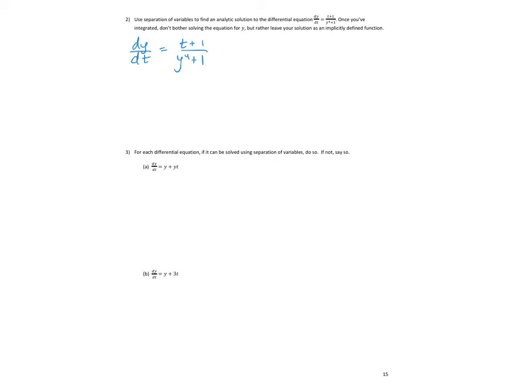I need all of my t's, including the dt, on one side, and all of my y's, including the dy, on the other. So this is sort of just a cross multiplication situation. So I have (y to the fourth plus 1) dy equals (t plus 1) dt. And then we integrate both sides. So we have y to the fifth over 5 plus y.